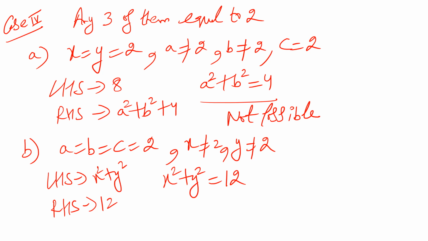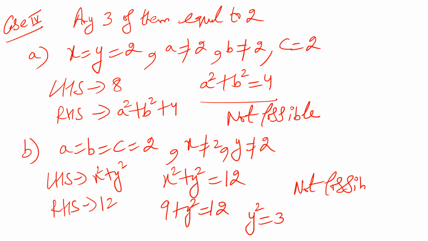Now students, if I take X as 3 and Y as 3, this is not possible because 9 plus 9 is 18. Remember this thing that X and Y we cannot take equal to 2 because we have already set this thing in our condition. Now both 3 is not possible. If I take X as 3, that is one of them as 3, then we get this sort of equation. Again, not possible because Y square comes out to be 3. So obviously this case is also ruled out.